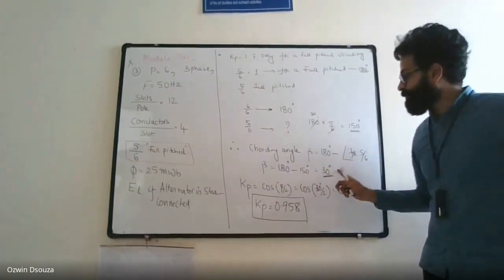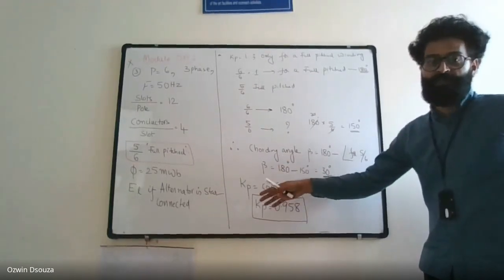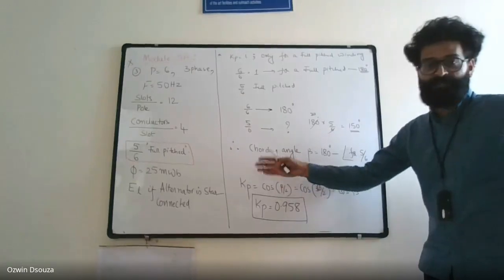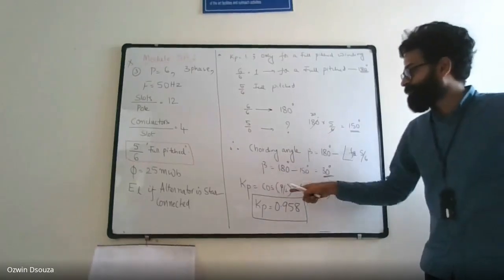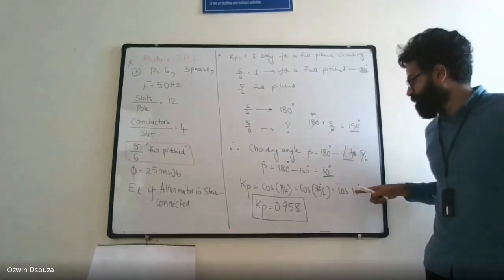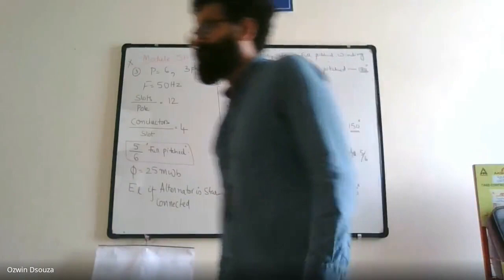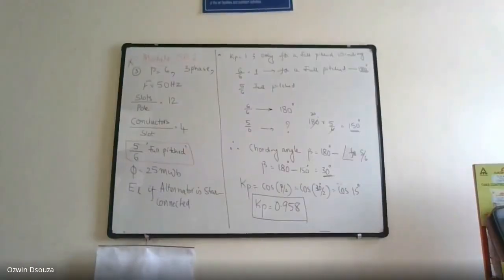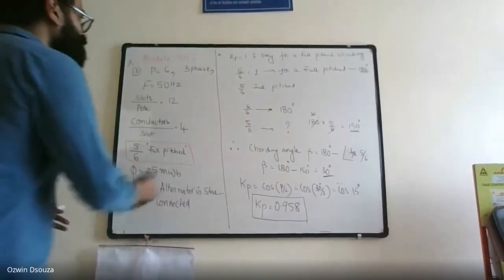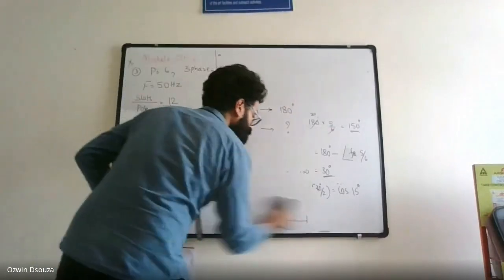And then you can substitute this beta in the standard formula. There is no derivation in basic electrical engineering for this. In higher semesters, you will learn. So you just have to memorize this formula: Kb is equal to cos beta by 2. That will give you the Kb value as 0.958. Once you have the Kb value, you can easily find out the Kd value.